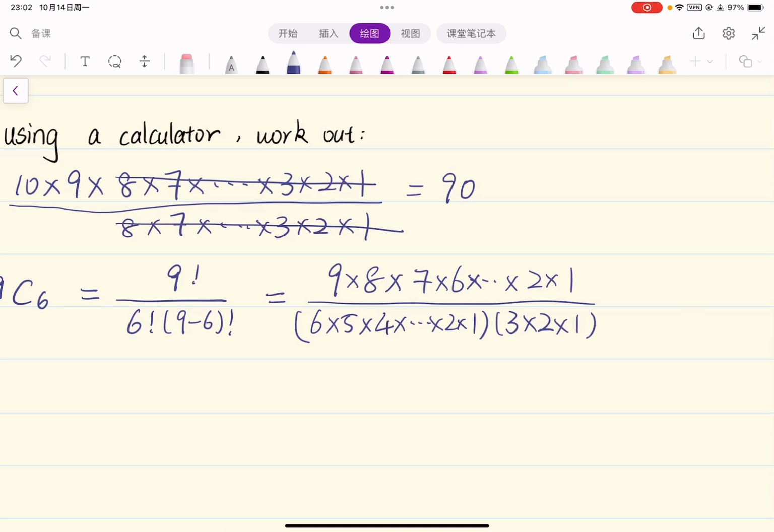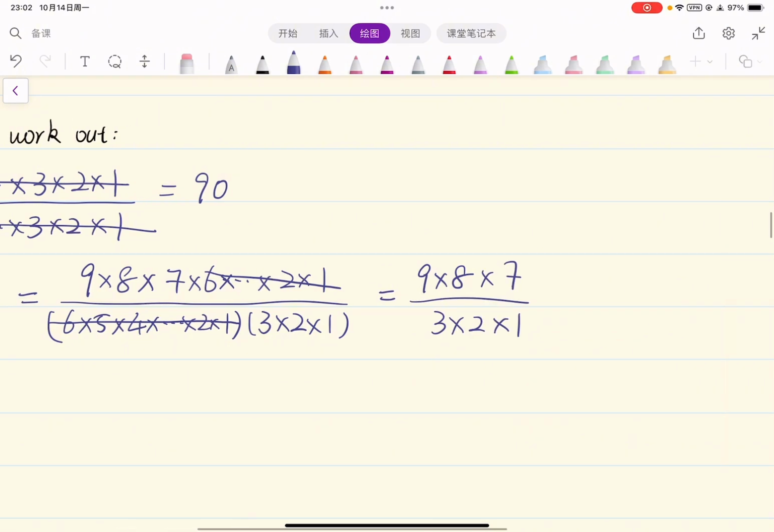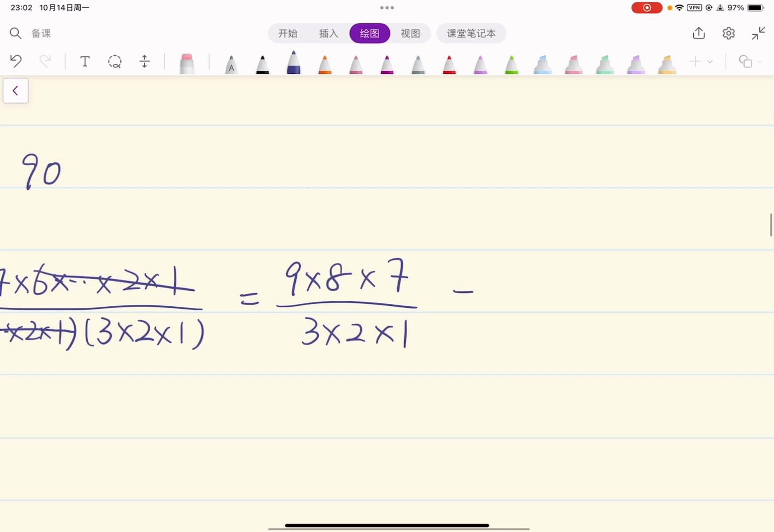We can see the common factor starts from 6 times 5 times 4 and so on to 1, so we can cancel this part. What we are left with is 9 times 8 times 7 over 3 times 2 times 1. We can now simplify it. 2 goes into 8 to give 4, and 3 goes into 9 to give 3. So we have 3 times 4 times 7 over 1. That is 12 times 7, which is 84.